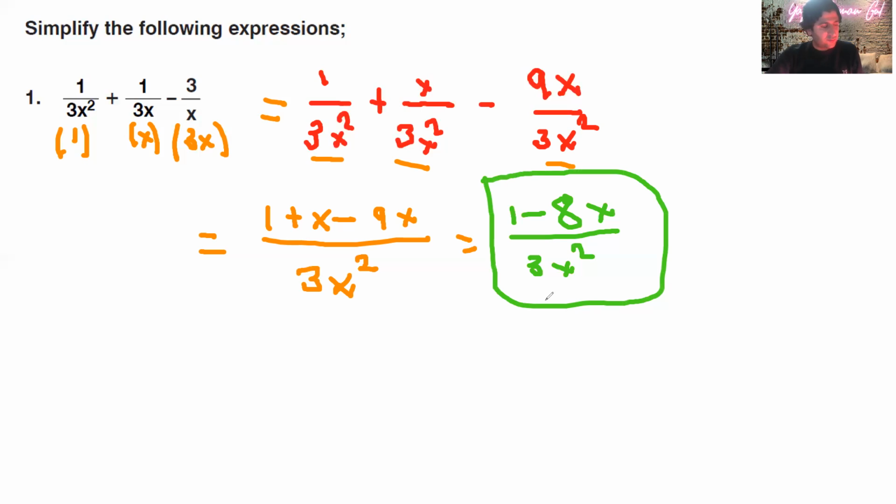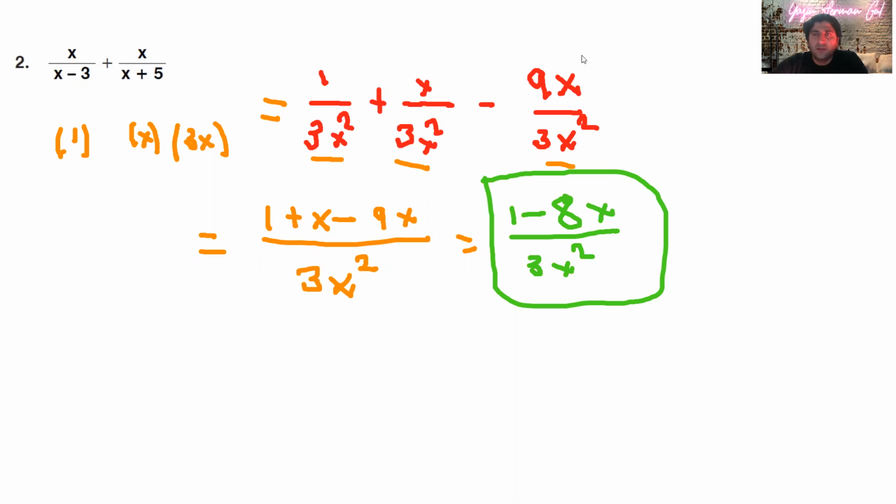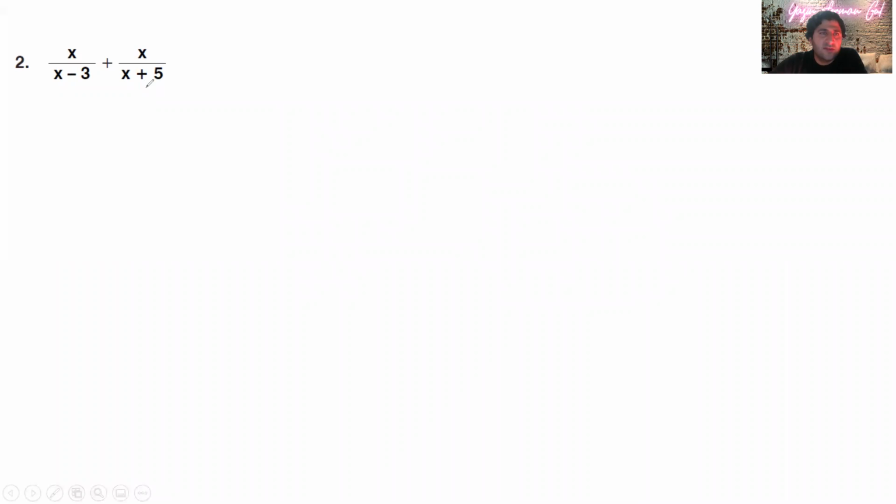All right, so now I'm going to continue with question 2. Yeah, it's question 2. Let's continue with that. All right, question 2. Okay, x minus 3, you have x plus 5. So again, guys, I'm just going to make the denominators equal by saying this times x plus 5, and then I'm going to say x plus 5 times x minus 3. Right, just bear in mind, guys, we're going to multiply this with the numerator as well.